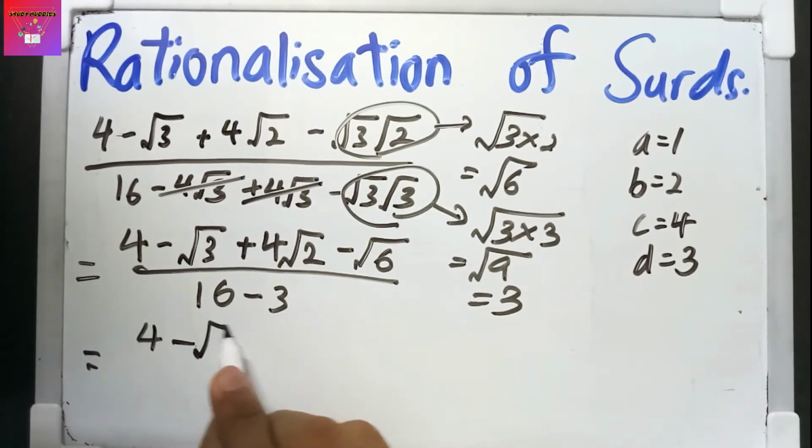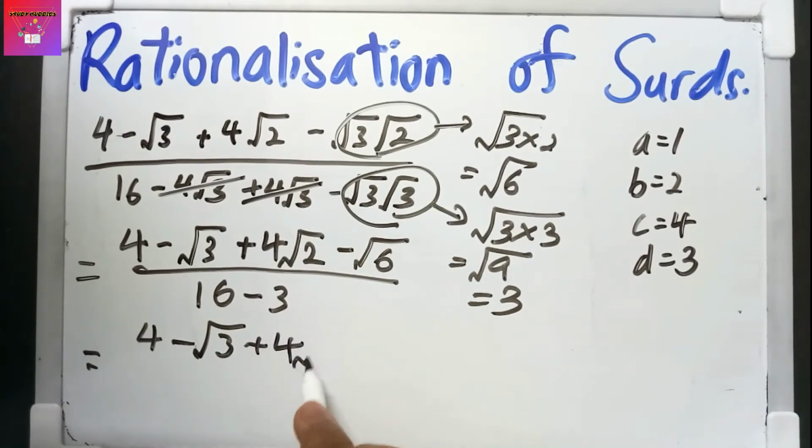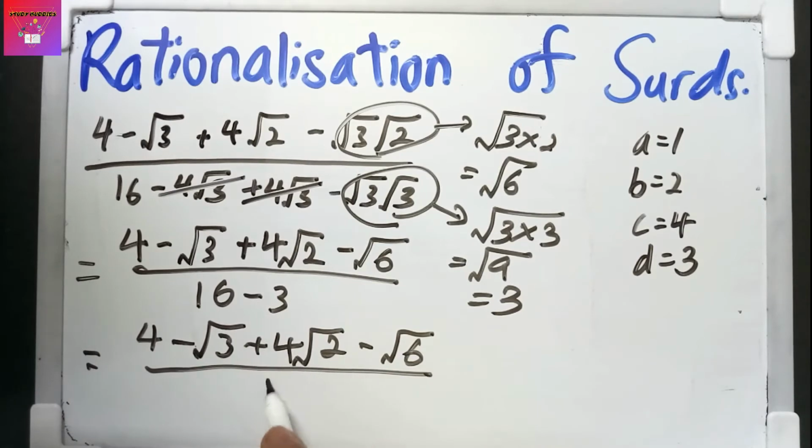So 4 minus surd 3 plus 4 surd 2 minus surd 6 over 16 minus 3, 13. So this is going to be the answer, because we can't solve surd 3, we can't solve surd 2, we can't solve surd 6, because they bring irrational numbers. So therefore this becomes the answer.